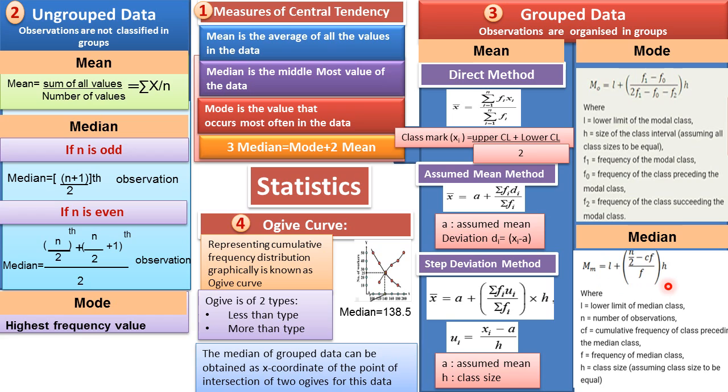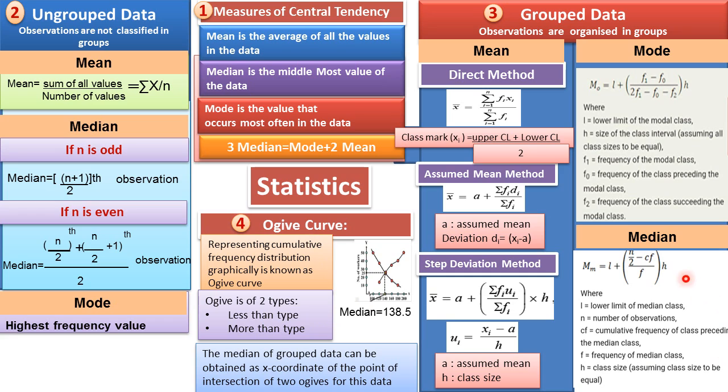Median is the middlemost value of the grouped data. How to find the median for grouped data? The formula is M equals L plus [(n by 2 minus cf) divided by f] into h, where L is the lower limit of the median class, the middle class. n is the number of observations, cf is the cumulative frequency of the class preceding the median class, f is the frequency of the median class, and h is the class size. This is how we find the median of grouped data.